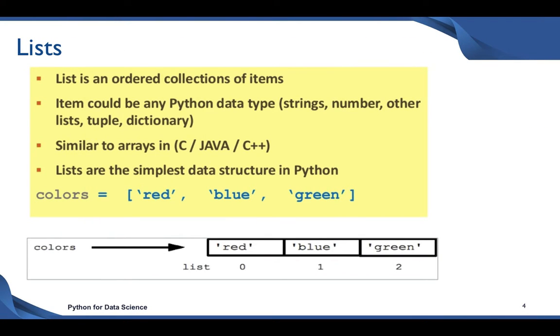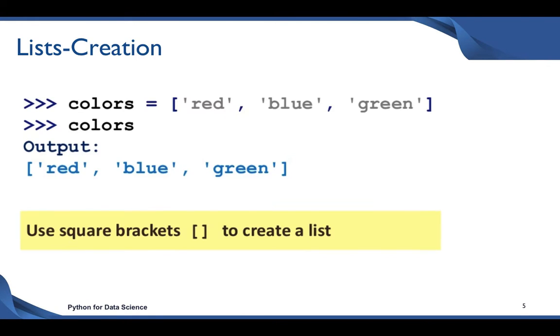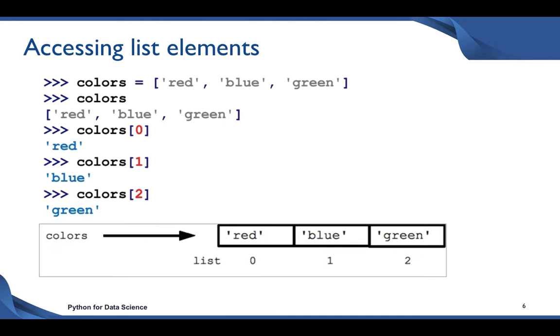Now in the list every element is represented by an index value. In this list we have a list called colors, right? The name of the list is colors, and the red element is present at the 0th index, blue is present at the first index, and green is present at the second index. So this is how indexing works in a list, right?